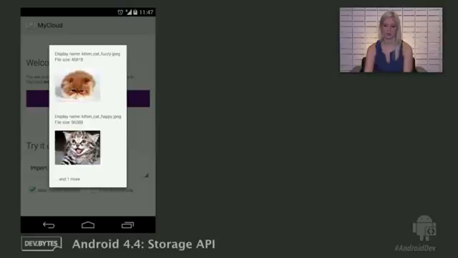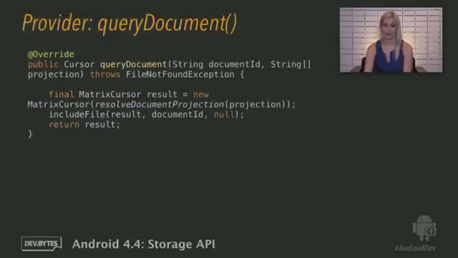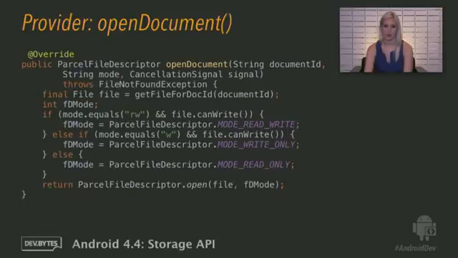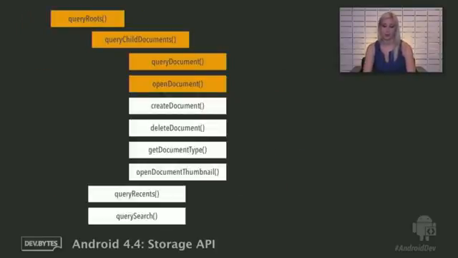One or both of queryDocument or openDocument will get called when the user selects a document. queryDocument returns the same information that was passed in queryChildDocuments, but just that specific file, just the one of them. openDocument returns a ParcelFileDescriptor, which another application can use to stream data. You can see that we're setting the access mode, and the system takes care of issuing URI permission grants for us. Those first 4 are enough to get your content provider up and running.